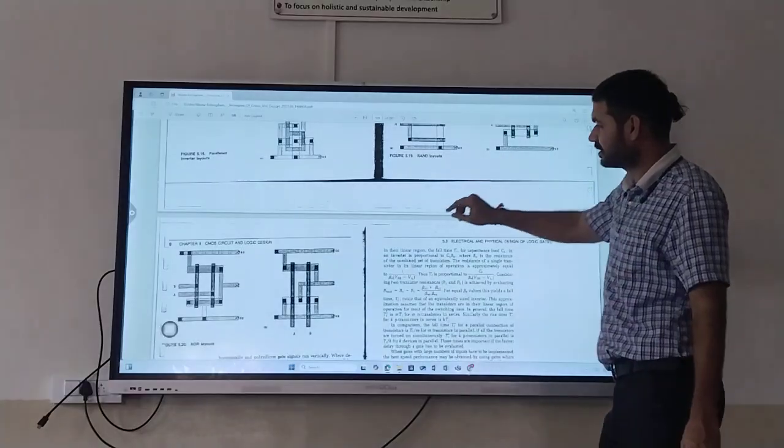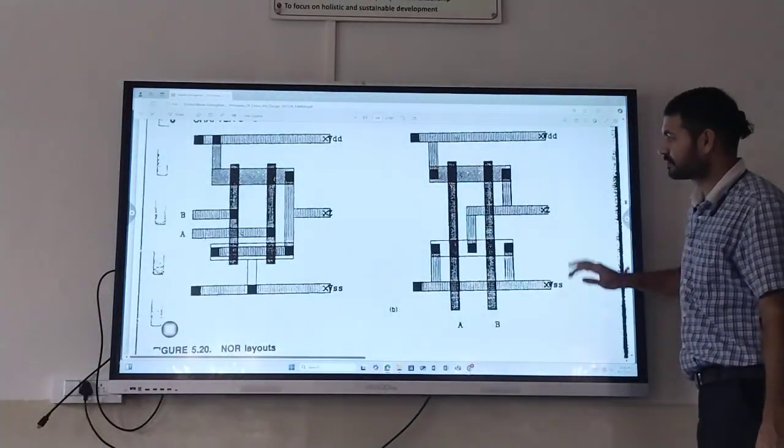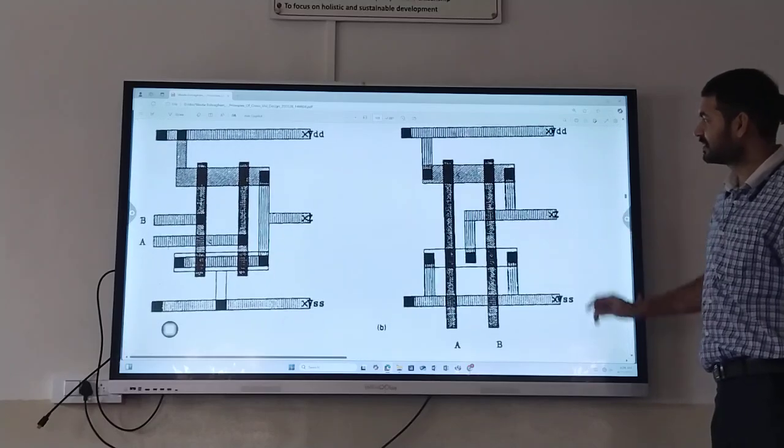And like NAND gates, we have the NOR gate layout also. Same concept.